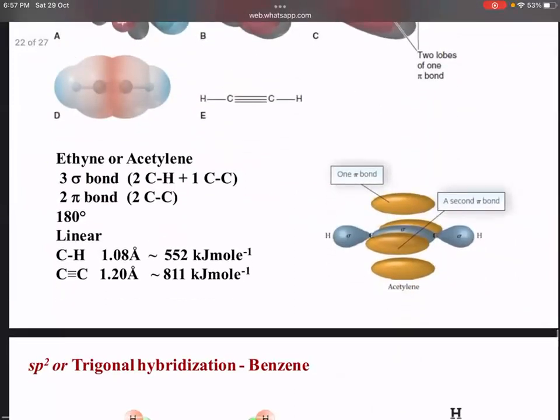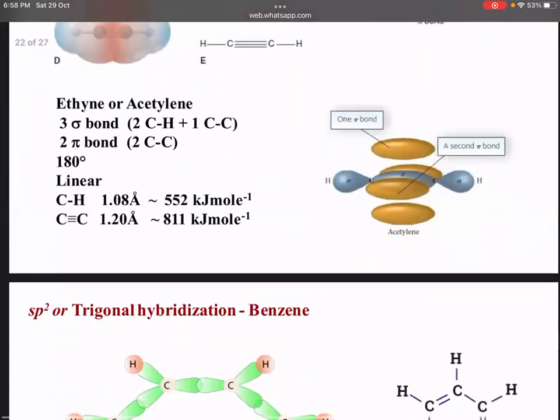The bond angle, the bond length: 1.20, 1.54, 1.34, 1.20. When the bond order increases, bond length decreases. Then bond energy increases. Okay, is it clear?